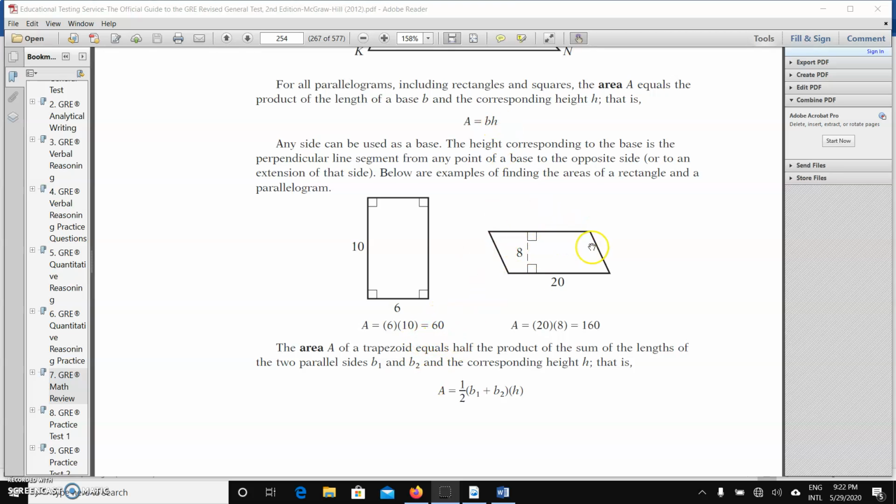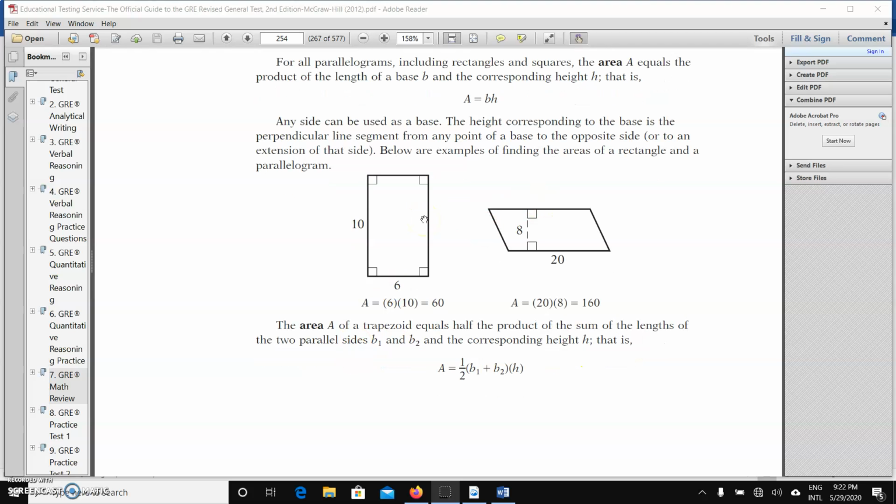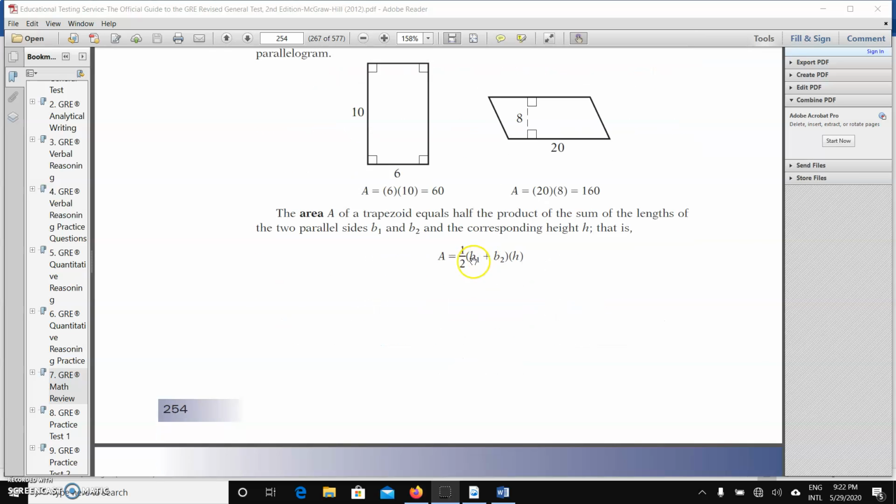For this shape too, this is a parallelogram. Don't forget, this is the height, 8. The height will always be like this. Draw the height from here. Even if you don't draw this line here, you draw it in your mind, an imaginary line from here to here. The height will be 8 and this is 20. This is the base. So the base is 20 and the height is 8. That will give us 160. So you need to know these formulas. You need to learn how to apply them.